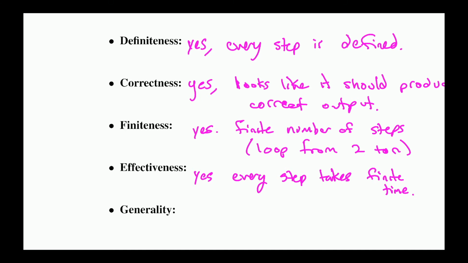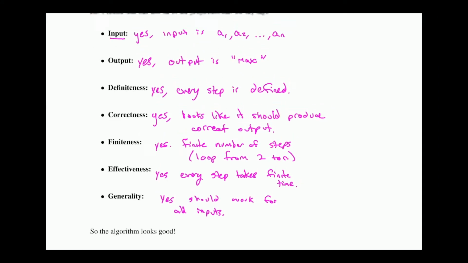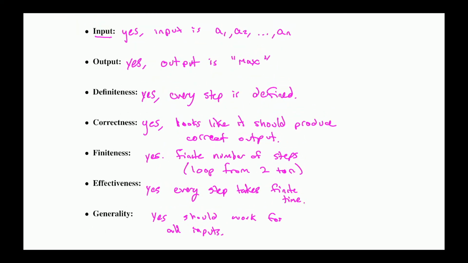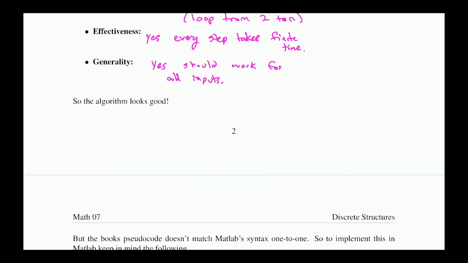And then generality. Generality was that the function should work in general. It shouldn't be hard coded to find the maximum of one specific list or something, right? So it works for all inputs. And yeah, it should work for all inputs. All right. And so if your algorithm has all of these properties, then it's a good algorithm. It should work. Everything should be fine. And that's what we're talking about in this section.